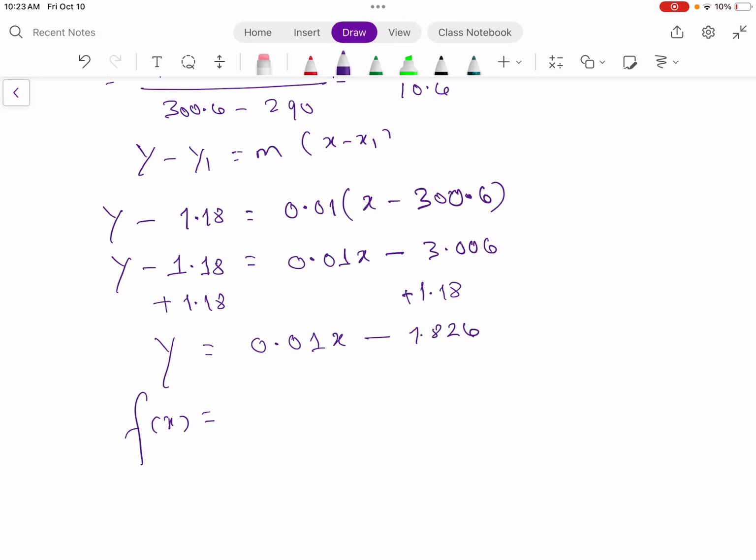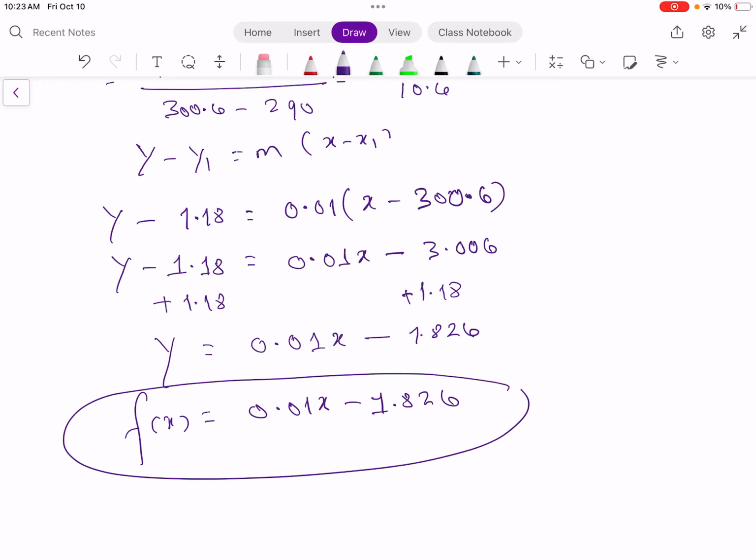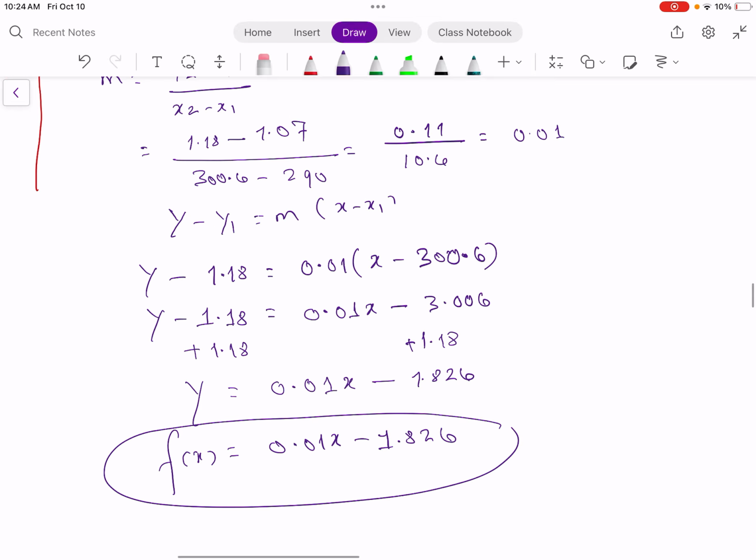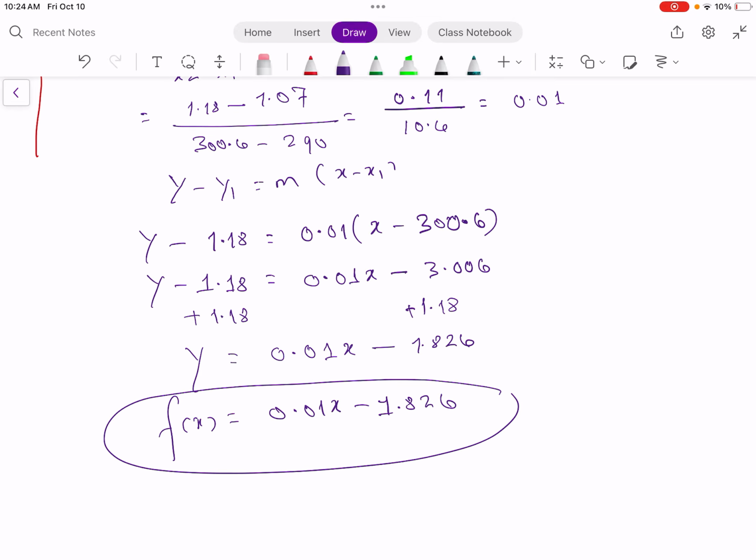Our y is the same as f of x. Do not get confused. So the function f of x equals 0.01x minus 1.826. So this is the linear function. This is the linear model for our given data set. Once you plot, we get a scatter plot, and we try to draw a straight line on that scatter plot in such a way that we include as many points as we can on the straight line. So this is our linear equation for the given straight line. Any question up to here?